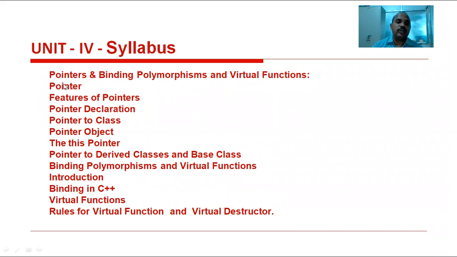In pointers, we know what a pointer is, what the features of pointers are, how to declare a pointer, how to declare a class variable to a pointer, and how to define an object, pointer objects, this pointer, and pointer to derived classes and base classes. In the first class, we discussed all these contents. The second class covered binding, polymorphism and virtual functions.